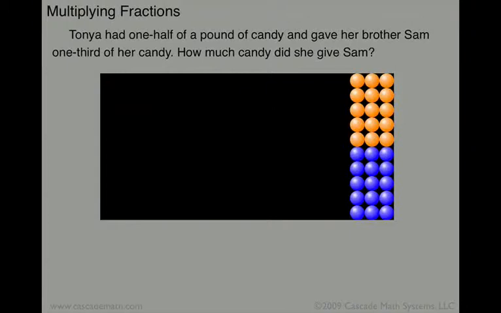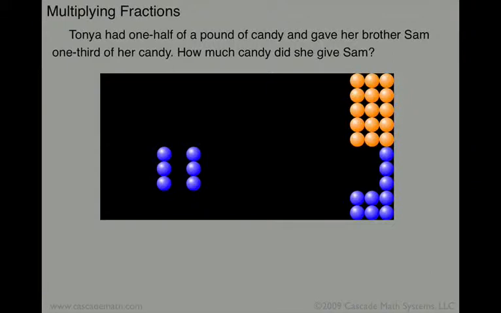Since the denominators of the fractions are 2 and 3, I'll use a 2x3 rectangle. This will give me a unit that can be easily divided into 2 equal parts and 3 equal parts. The first thing I do is divide the rectangle into 2 equal parts. One of these parts will represent the candy that Tonya had.